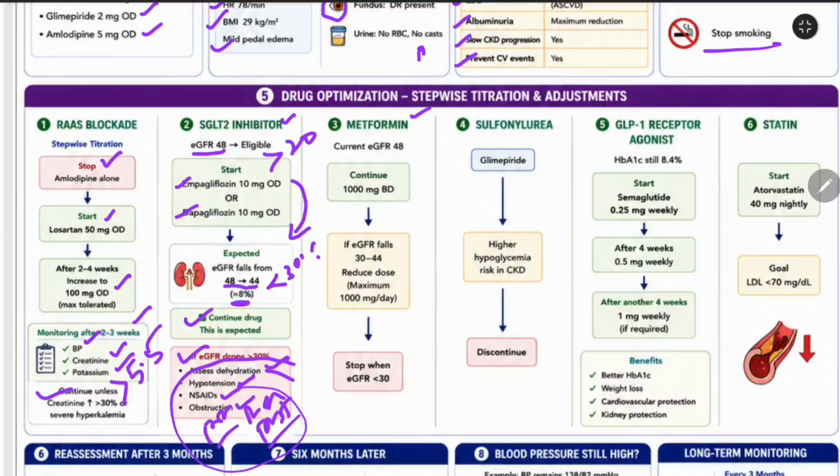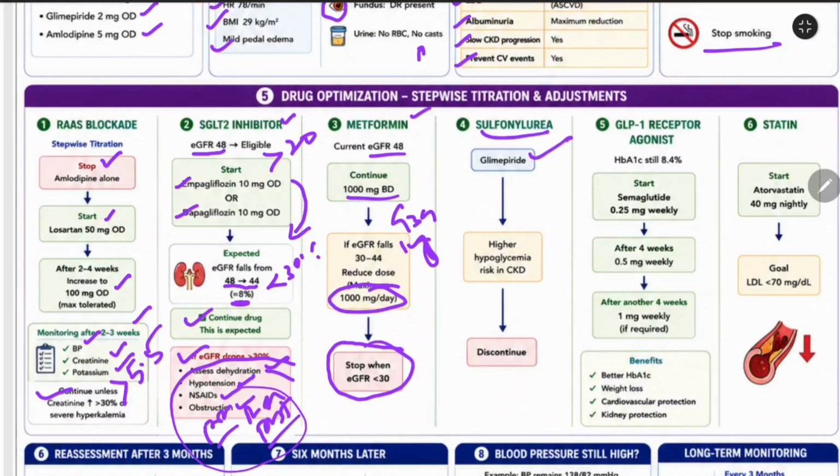Now metformin. The eGFR is 48 and the patient is on 1 gram BD, and he is in G3A. Because the patient has diabetic kidney disease, the maximum dose becomes 1 gram now. So that's why we are decreasing the dose to 1 gram per day. We will stop the metformin when the eGFR falls to less than 30, sorry.